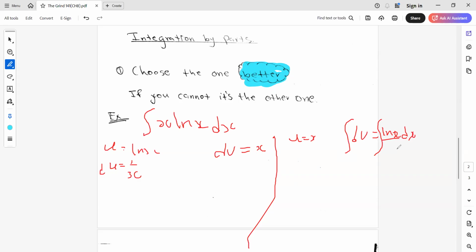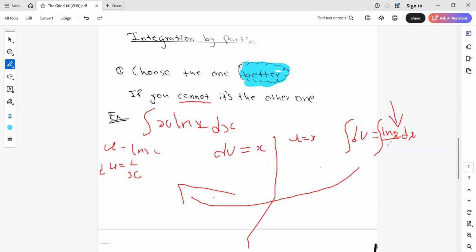So do not make your life complex, because you will have to do another integration by parts, finding the antiderivative of ln of x. Because right over here, if you cannot take an antiderivative, it's the other way around. So it's the other one, which means it's this one. What I'm trying to emphasize here is that whenever you have ln of x in your integral, you must let that be a u, okay?